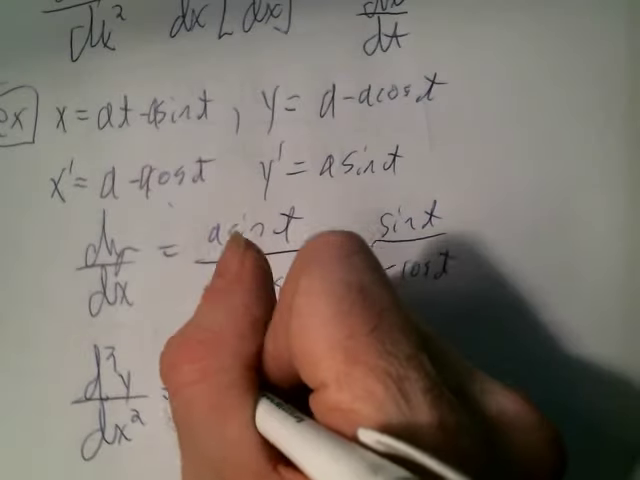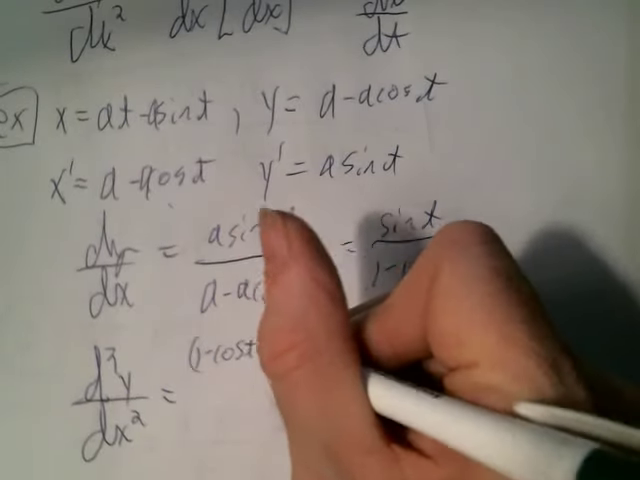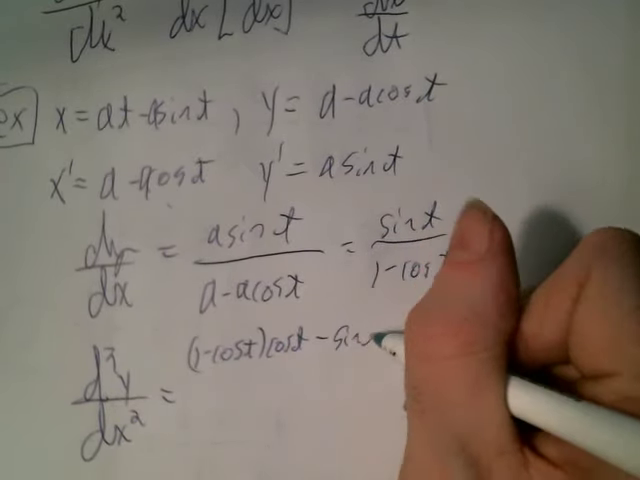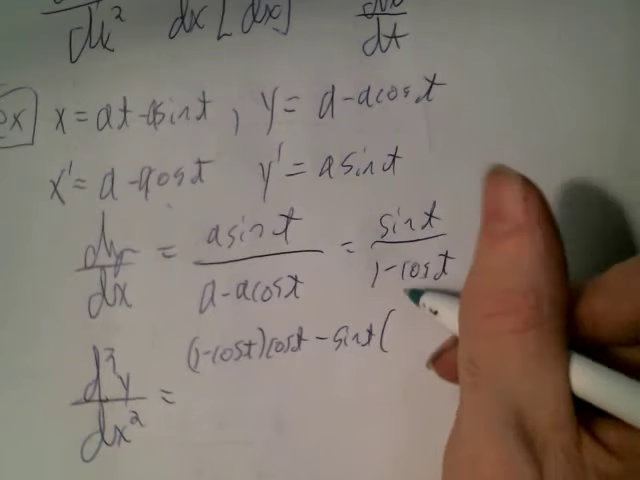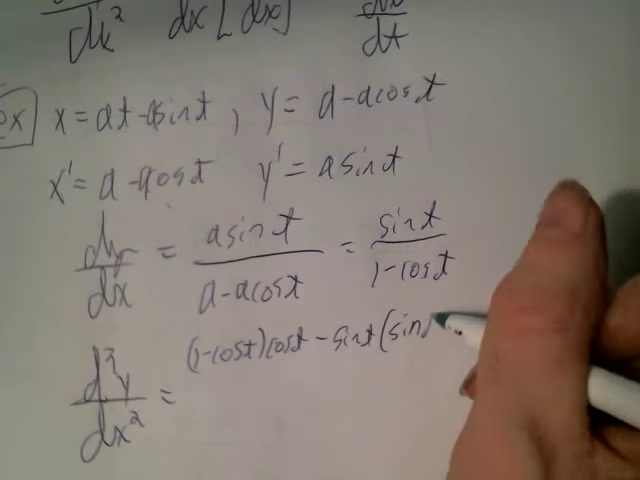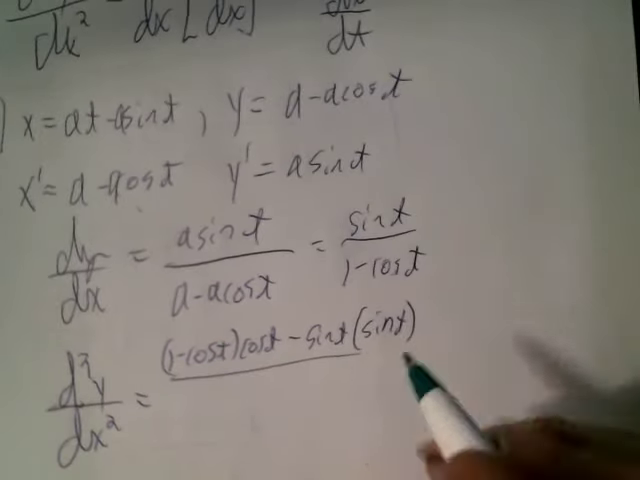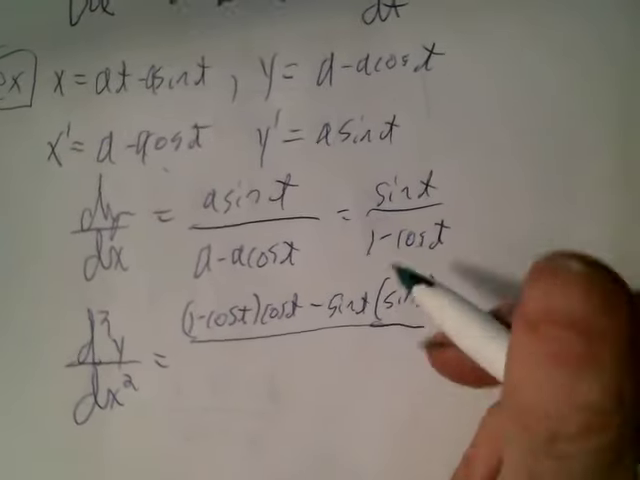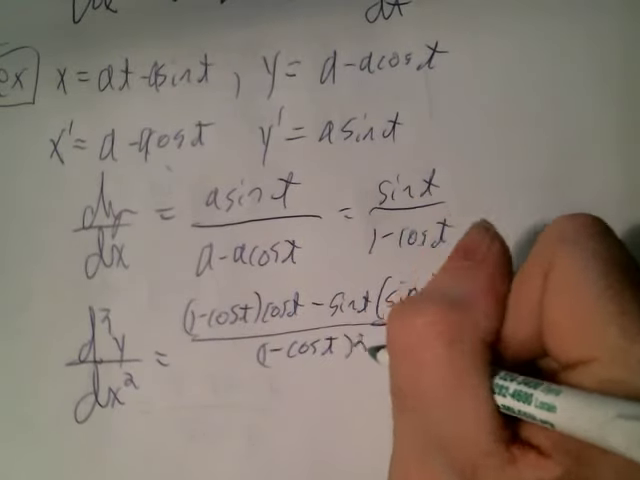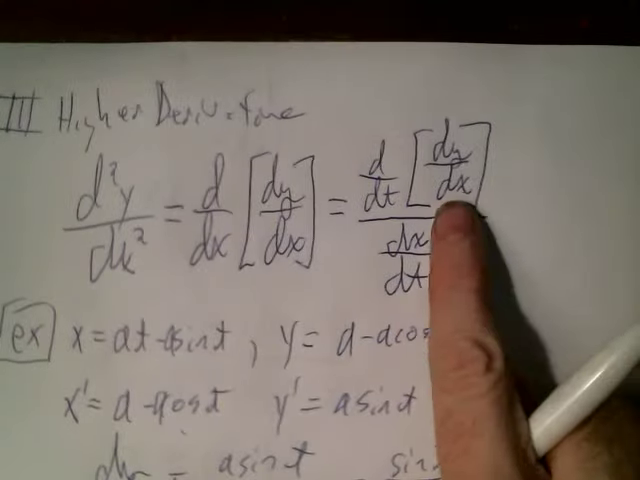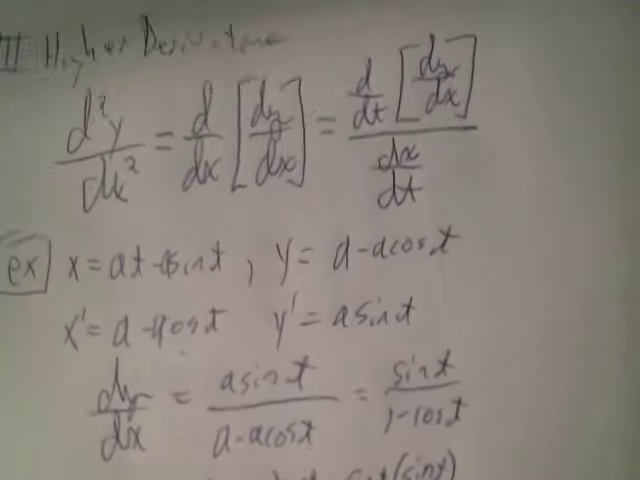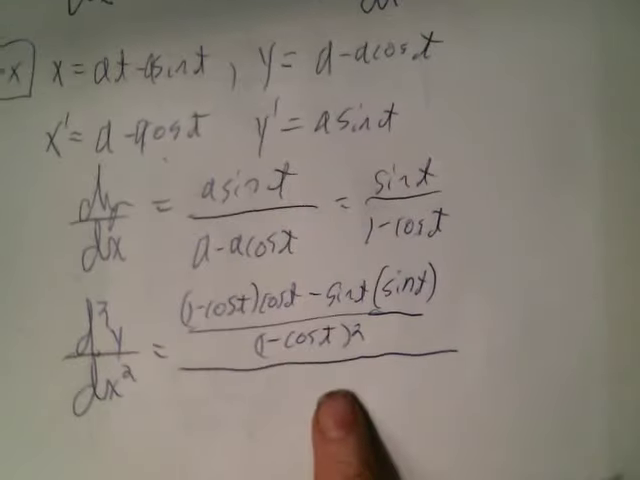So low, 1 minus cosine t, times the derivative of the high, which is cosine t, minus high, which is sine t, times the derivative of the low, which is sine t, and negative sine t is just plain old sine t, and that's all over then 1 minus cosine t squared. Okay. So that was the derivative of the original derivative with respect to t. And then below, you have to put the derivative of x with respect to t.